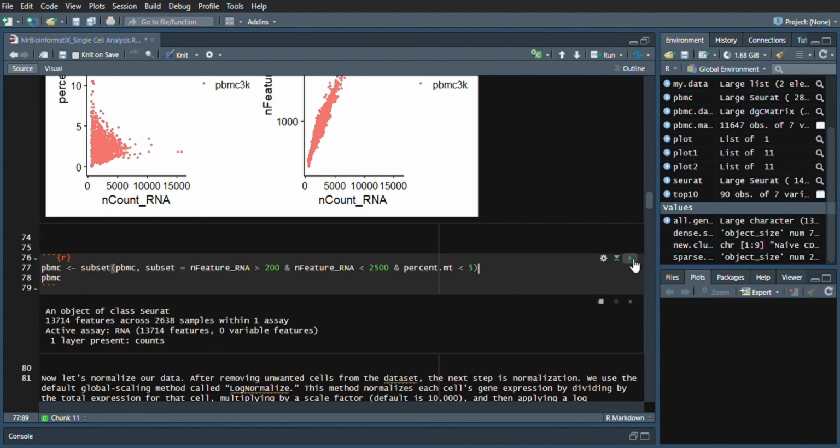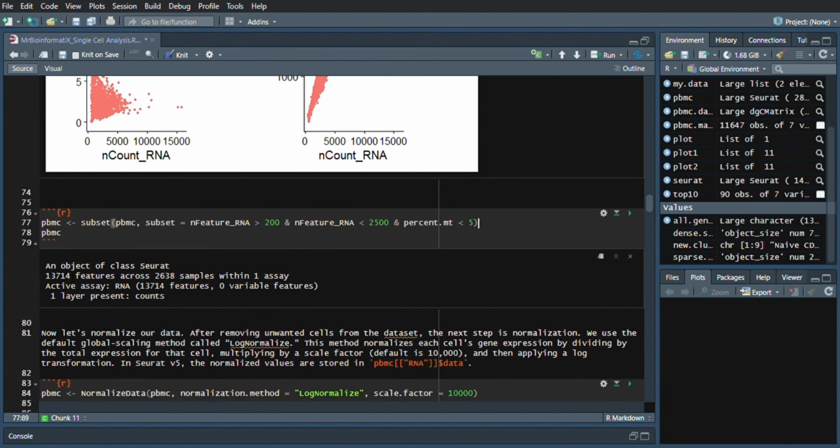By using the subset function, we created a new Seurat object from the existing PBMC object, based on the specified conditions that we have entered. Let's check our output. We have an object of class Seurat, 13,714 features across 2,638 samples, within one assay. As we discussed before, the features represent the number of unique genes, and the samples represent the number of cells. And there is one assay, which is a set of data, in this case RNA counts.